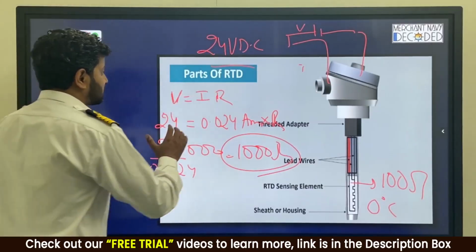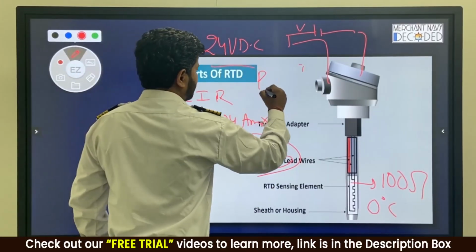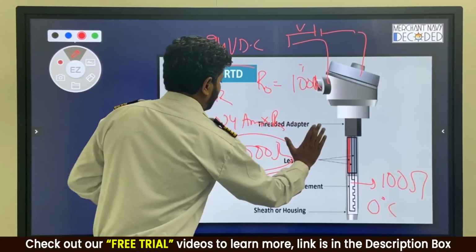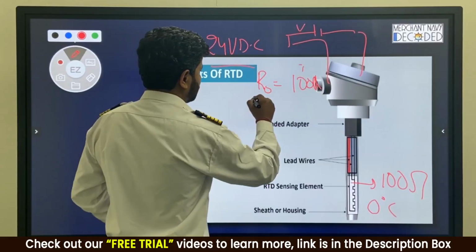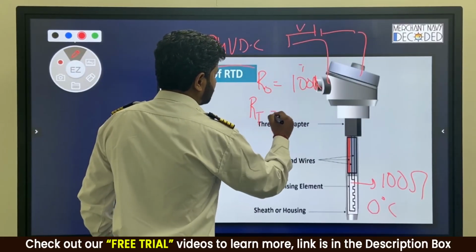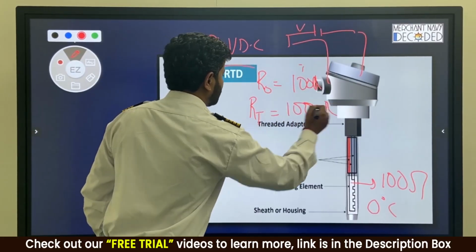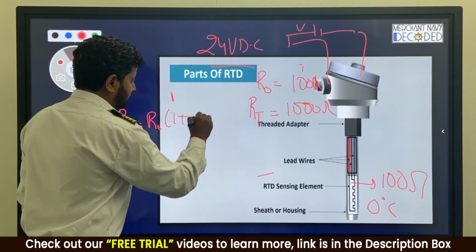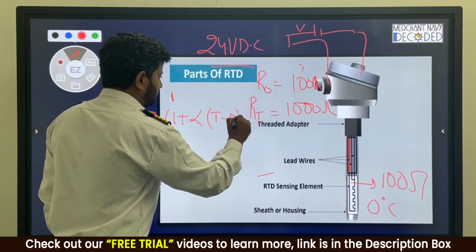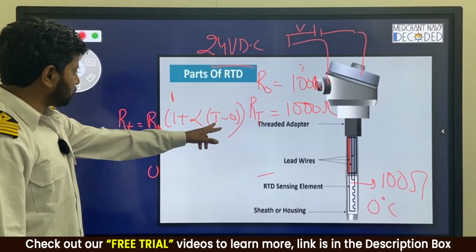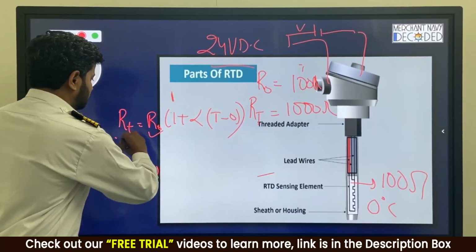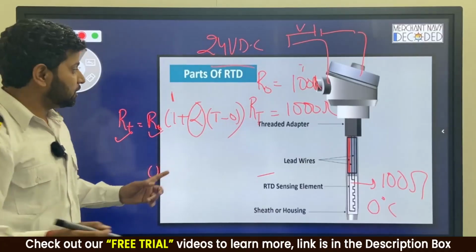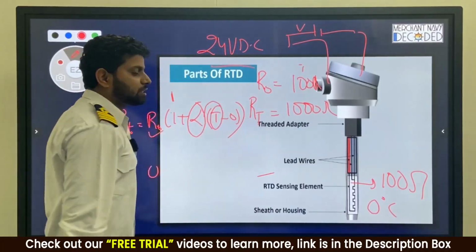That means resistance at 0 degree centigrade was 100 ohm. And what is the resistance now? RT is 1000 ohm. Just giving an example. So we know RT is equal to R0 (1 + alpha (T - 0)). Right? T is what we have to calculate. We know this. And for PT100 we know this alpha also, if you have seen the old video of RTD. So it becomes easy for us to calculate this temperature.